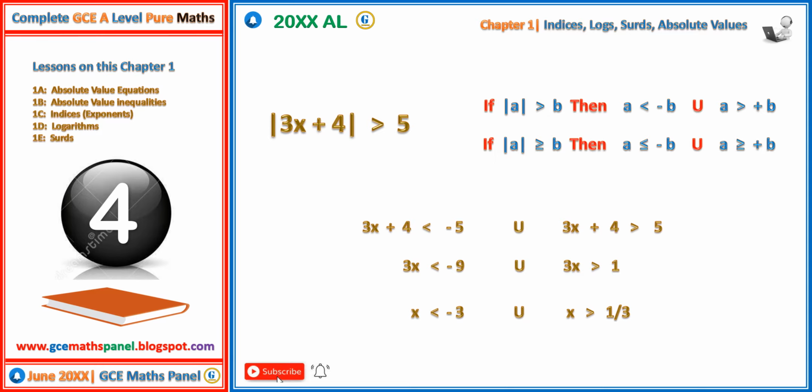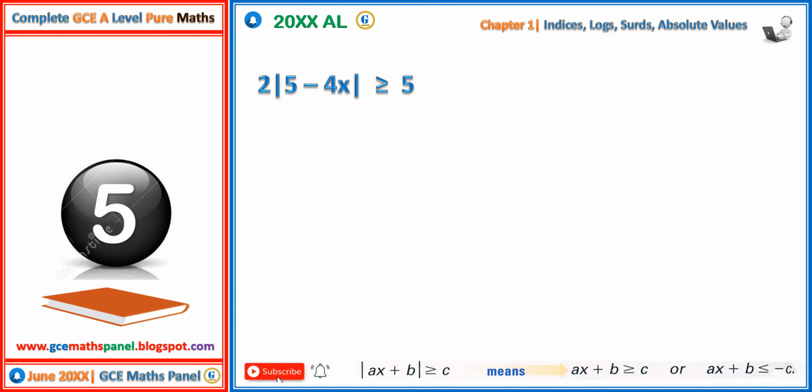Let's take the next question. We have 2 times the absolute value of 5 - 4x greater than or equal to 5. Here we have to note that when we have greater than or equal to, as I explained before, |ax + b| ≥ c means ax + b ≥ c, or ax + b ≤ -c. So first I'll divide all through by 2 so that it looks exactly like this form. I can still solve it like this, but let me divide. So we have |5 - 4x| is greater than or equal to 2.5, or you can work with fractions.